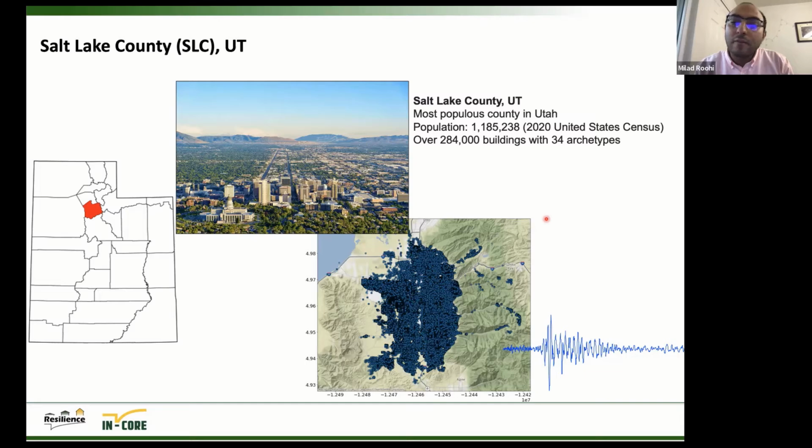And then we have a shapefile for Salt Lake City buildings, which includes 284,000 buildings constructed with 34 archetypes that I'm going to discuss later. And in this work, we are interested in seismic hazard and seismic risk imposed on Salt Lake. And here you can see the shape map that we have for buildings in Salt Lake.